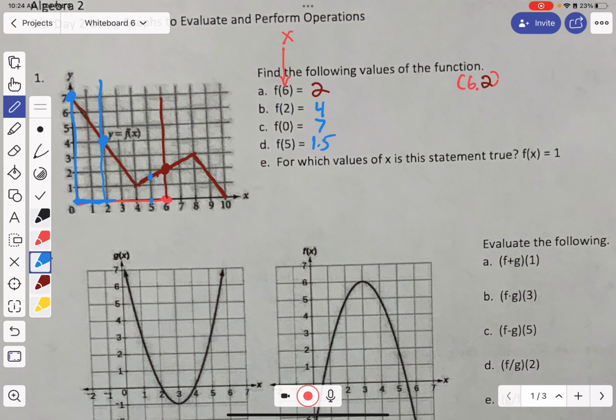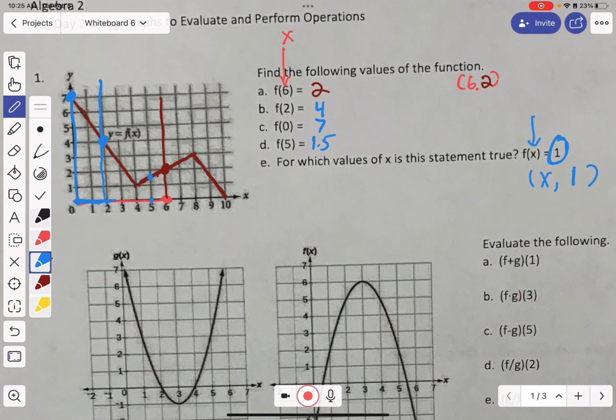So in this part E, it says f of x is equal to 1. So if f of x is equal to 1, which are they giving me? Are they giving me the x-coordinate, or the y-coordinate? The 1 is the y-coordinate. We don't know the x-coordinate. That's what they're asking us for.